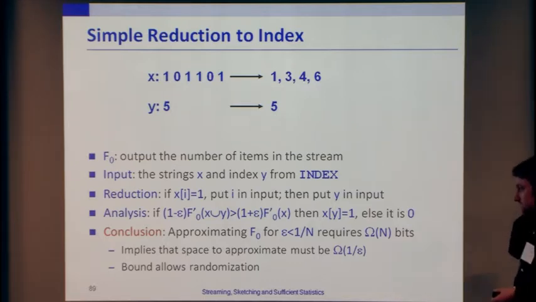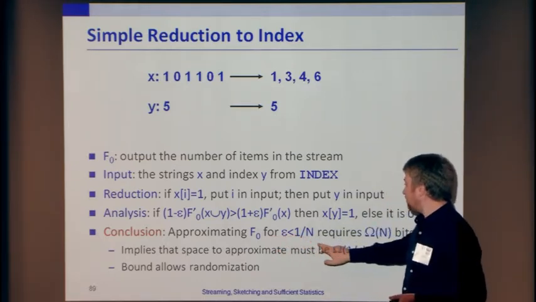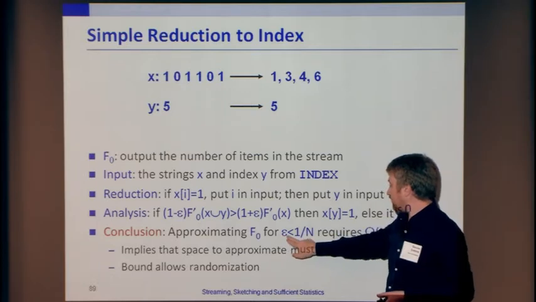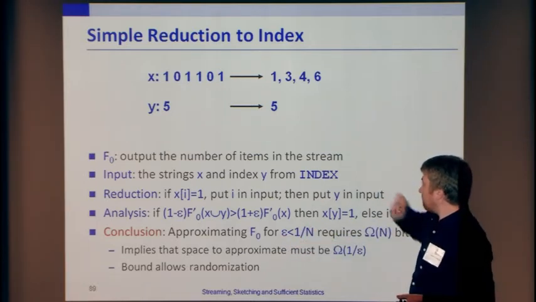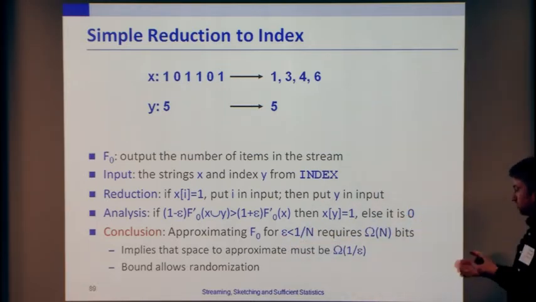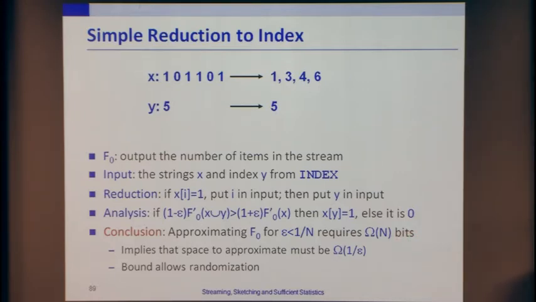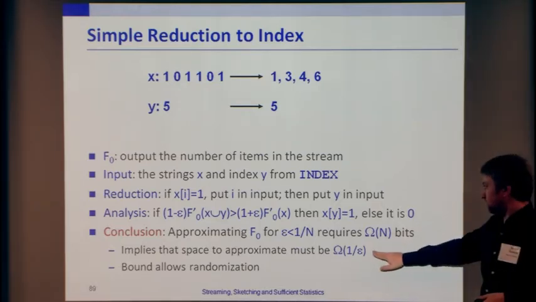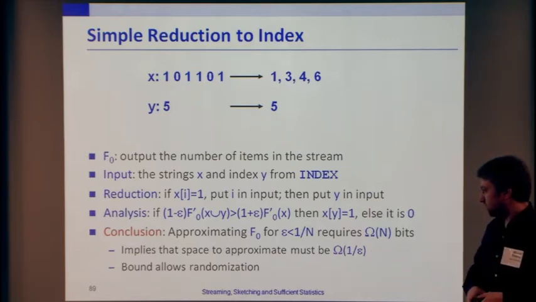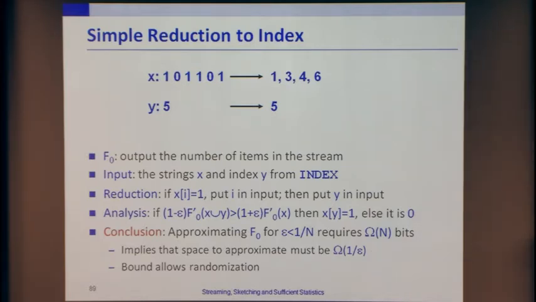So what it says is if we can approximate f0 with an approximation that looks smaller than 1 over the length of Alice's input, then we can solve index, and so we need linear in n bits. Rearranging that gives us a first lower bound of 1 over epsilon for the f0 problem. So that's a start.